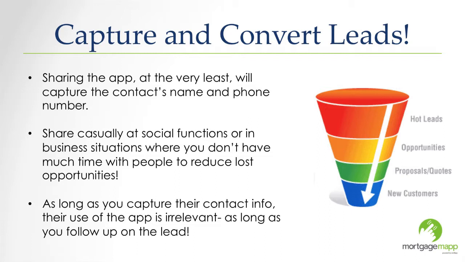One of the most important features about Mortgage Mapp is that it captures the name and phone number of the person you share it with as soon as you hit send. It is designed this way so that whenever you have a conversation about business, you can easily develop a business opportunity with that person. Think about it like a business card with a leash on it. You hand it out, can track each person you share it with, and if they end up using it or not.